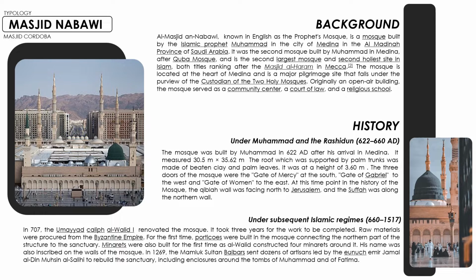Second one is under subsequent Islamic regimes. In 707, the Umayyad Caliph Al-Walid renovated the mosque. It took 3 years for the work to be completed. Raw materials were procured from the Byzantine Empire. For the first time, porticos were built in the mosque, connecting the northern part of the structure to the sanctuary.